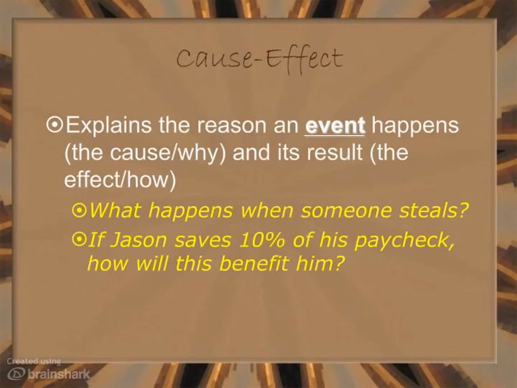Cause and effect is the next text structure, and it's going to explain the reason an event happens, which is the cause, that'll answer the question why something happened, and its result, which is going to be called the effect, and this is going to say how something happened. So what happens when someone steals? And if Jason saves 10% of his paycheck, how would this benefit him?